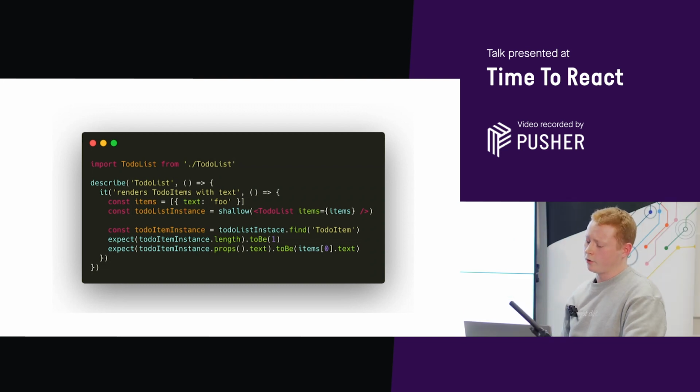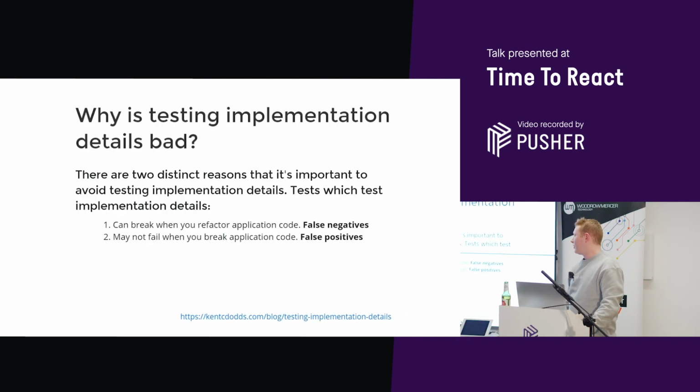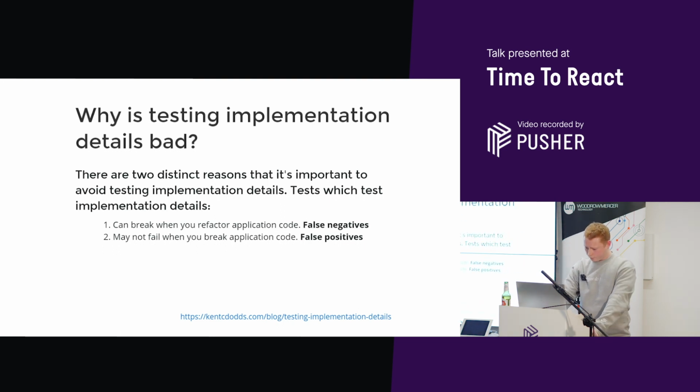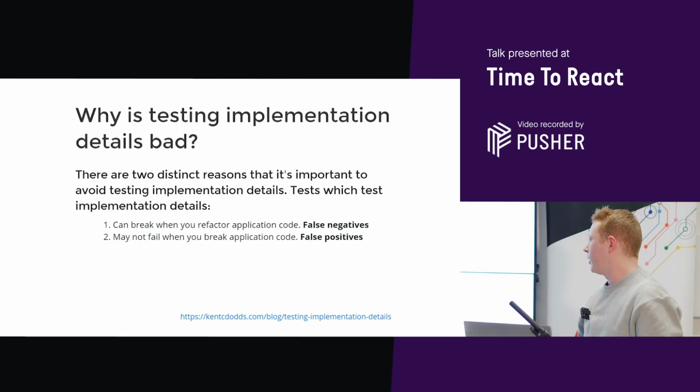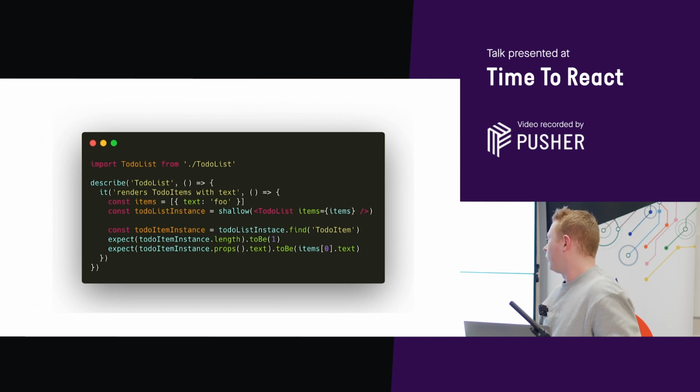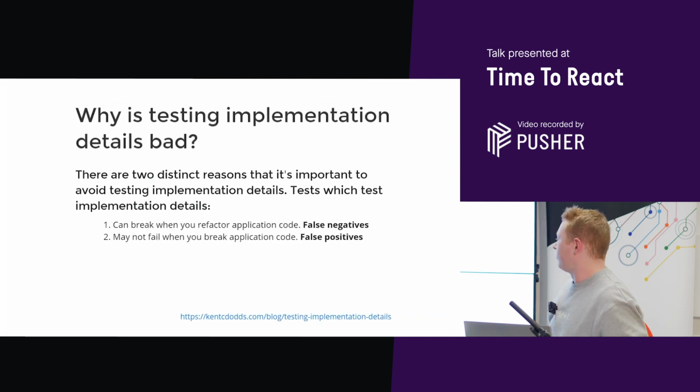So yeah, Kent has a great article called Testing Implementation Details. You'll probably guess what that's about. That's basically what this Enzyme test is doing. This is the big problem here: we're testing implementation details. And there's two distinct reasons why it's important to avoid this. When you test your implementation details, your tests can break when you refactor your application's code, and that's a false negative.